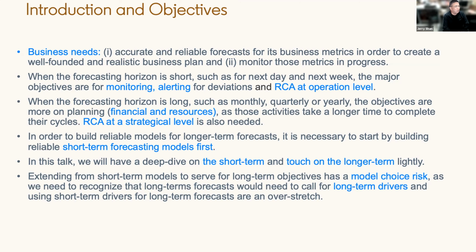And then moving on, the forecasting horizon can be short or long, as I pointed out earlier. For instance, a short horizon is maybe the next day or next week. Short-term forecasting is basically for monitoring, alerting, and also root cause analysis at the operational level. But when the horizon is long, such as monthly, quarterly, even yearly, the objectives are more on financial and resource planning, because those activities usually take a long time. Hiring and firing takes at least 3 to 6 months. RCA at a strategic level is also needed at a long-term horizon.